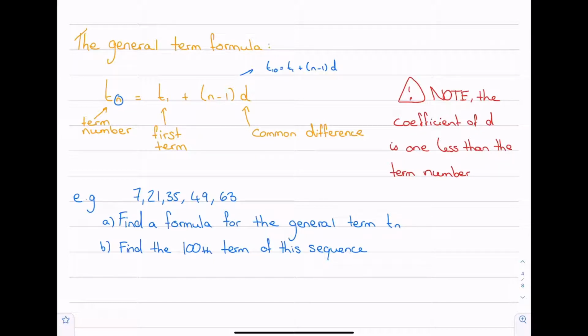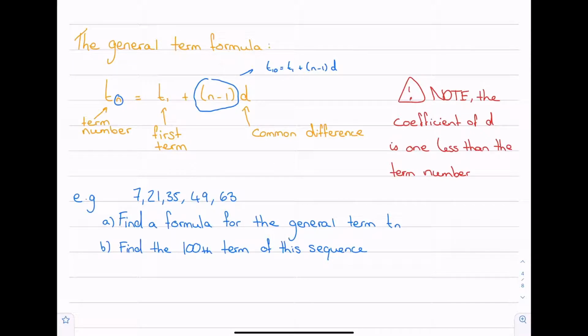A really important thing to note here is that the coefficient of d, which is n minus 1, is 1 less than the term number. A lot of people make the mistake of putting this as n and forget it's n minus 1. So remember, this is n minus 1, really important.